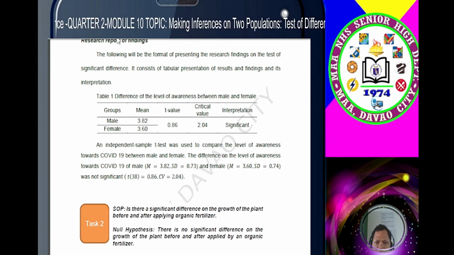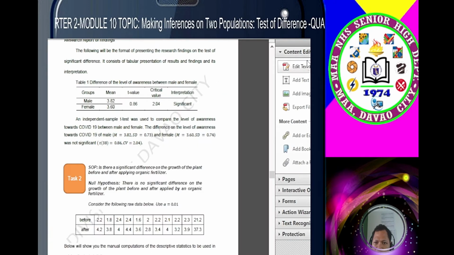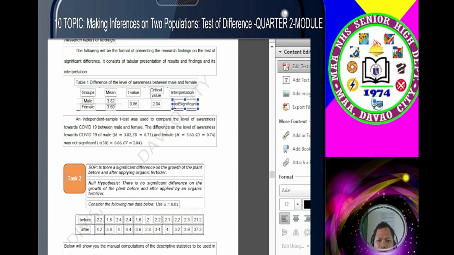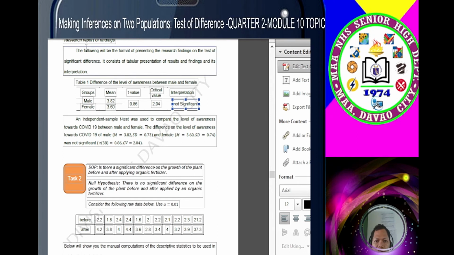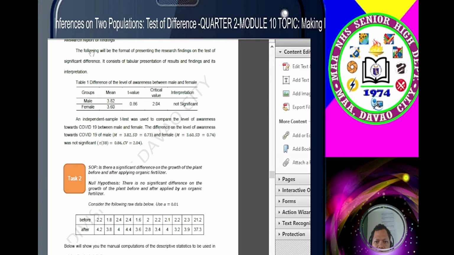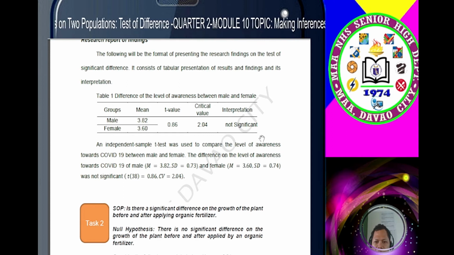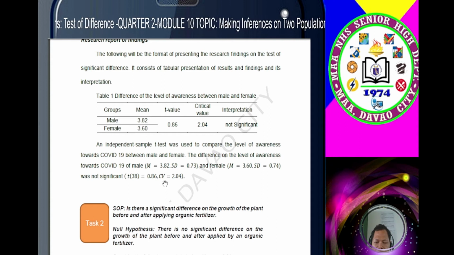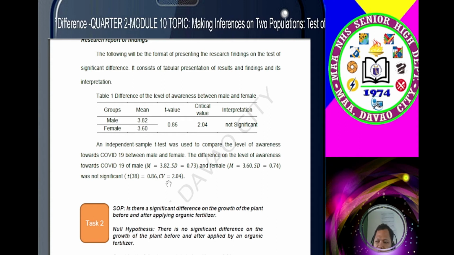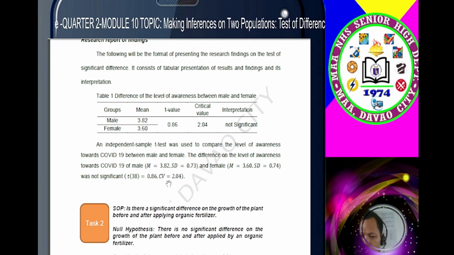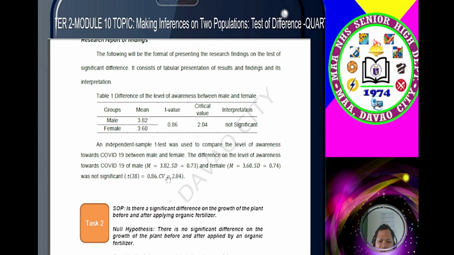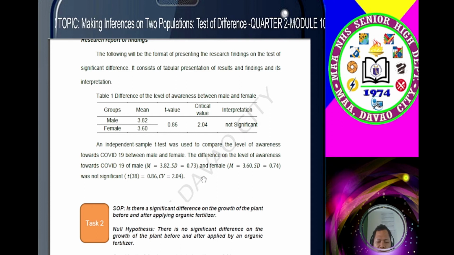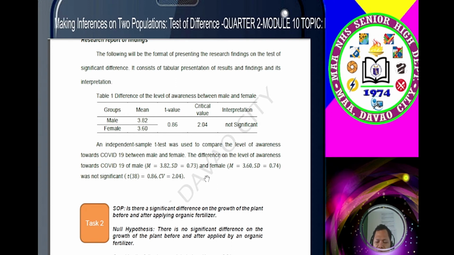Anyway, this is not significant. So this is an error, so let me change it. This is not significant. So our critical value here is 2.04. Based also on JASP, we counter-checked it and found it is not significant, and also based on the Cohen's d. I hope it's clear to you how to use the independent sample t-test.